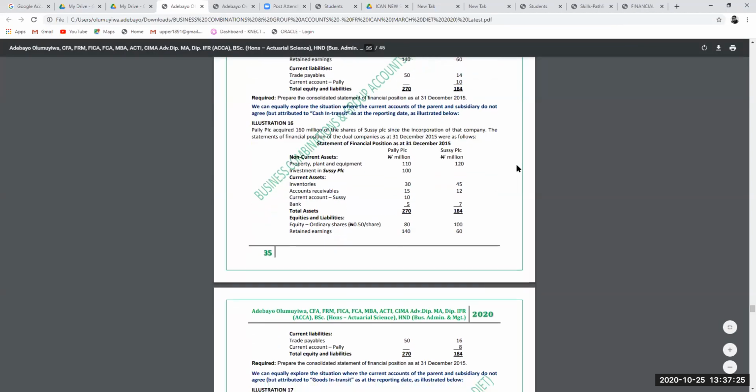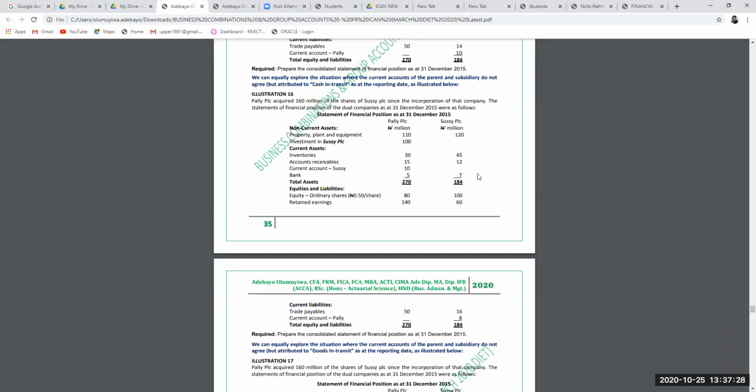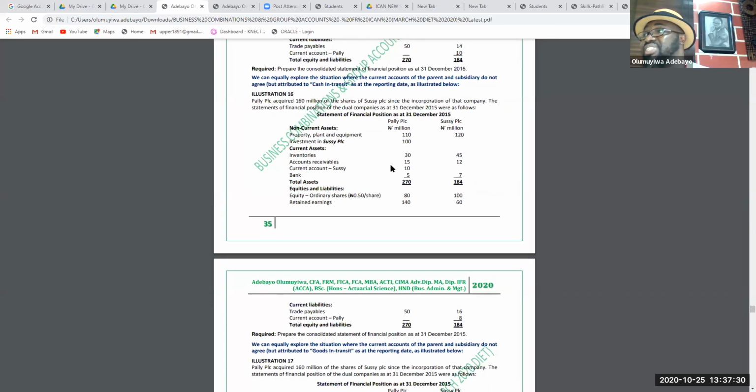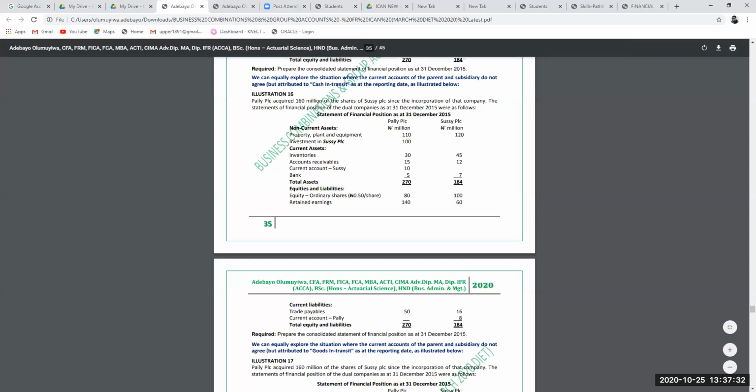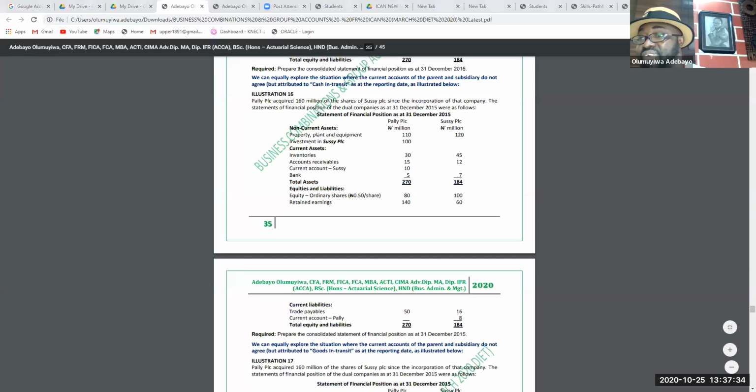Can you see question 16? Ali PLC acquired... No, I want that guy to read it. I want that guy to read it. Okay. It's the one that asked that question. Yeah.